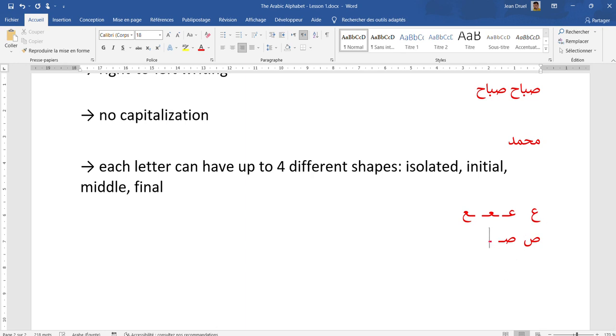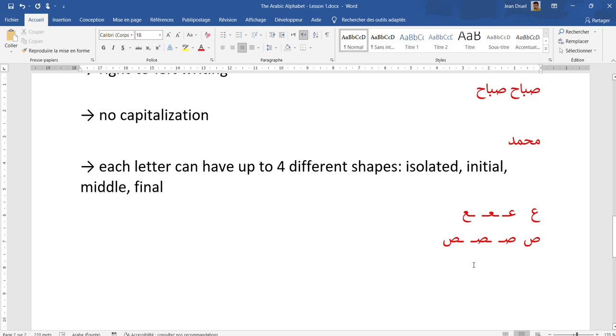Then you have the middle shape, which is not so different. It's connected on the right and on the left, and what is left is only the head. In this case, the head is the same. It looks exactly the same. Here, the head is a bit different in the middle. Here, it's pretty much the same. And then you have the final shape. In the final shape, the tail is restored, and it's connected on the right.